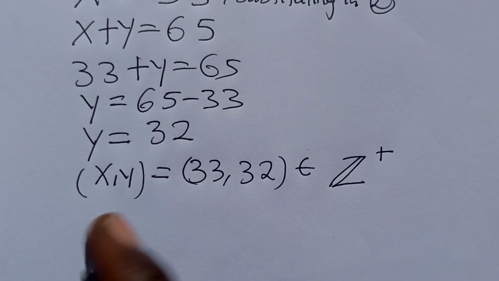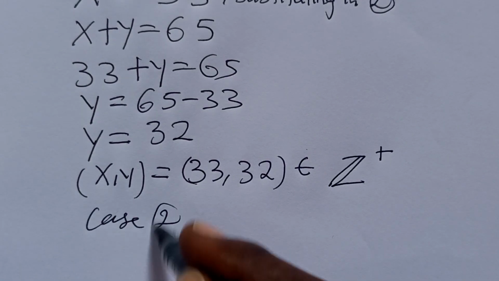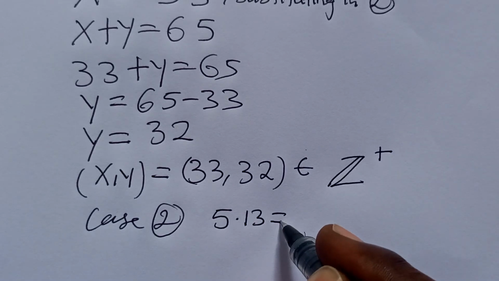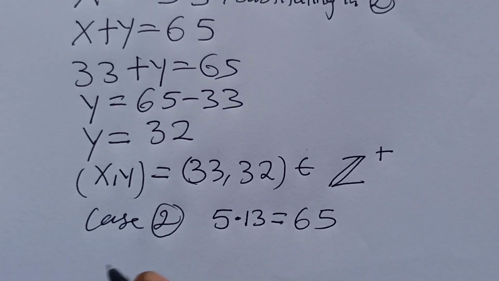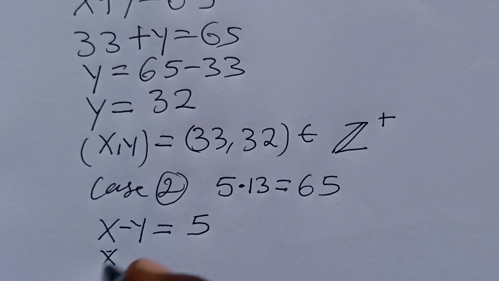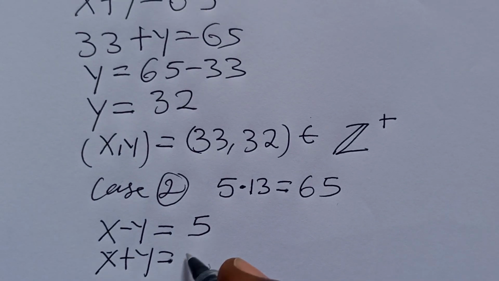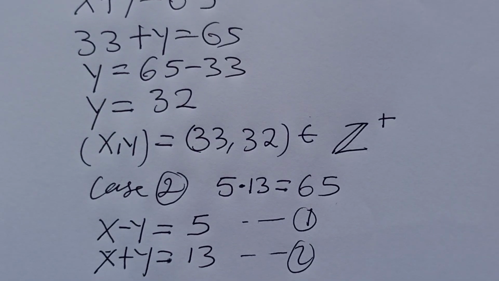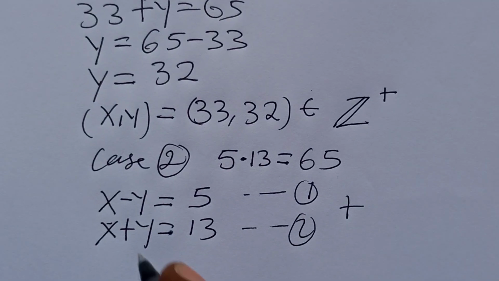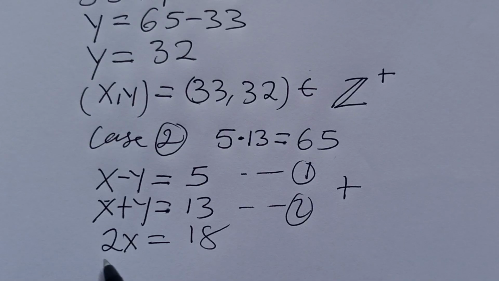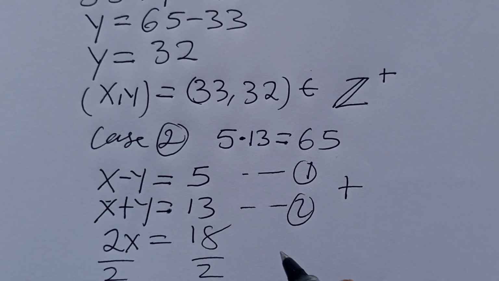So let's check for case 2. Case 2, such that we're going to have 5 times 13 equals 65. So which implies x minus y is going to be 5 and x plus y is going to be 13. Let's name this equation 1. Now let's name this equation 2. So now adding 1 and 2, we're going to have 2x equals 18. So dividing both sides by 2, we have our x to be 9.